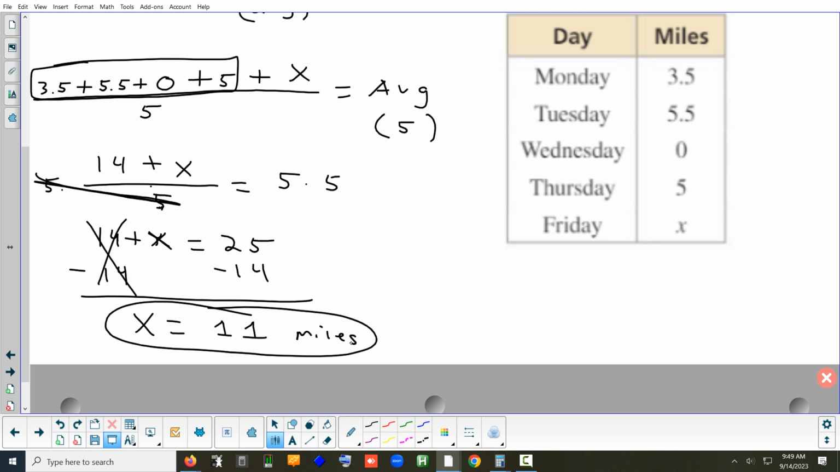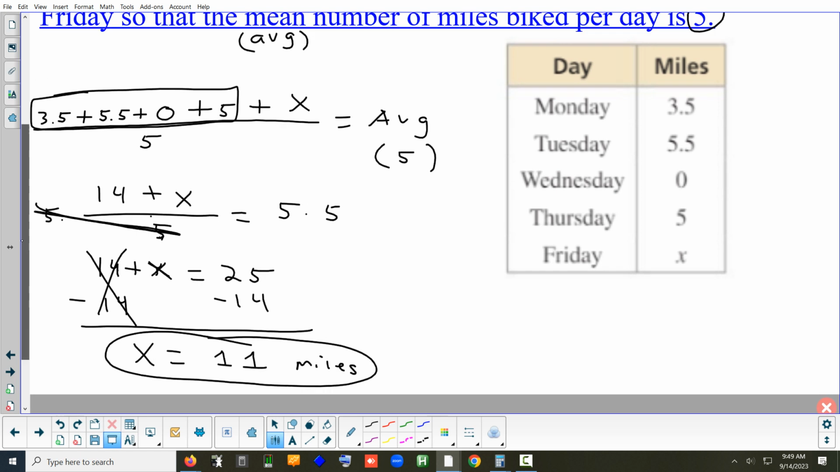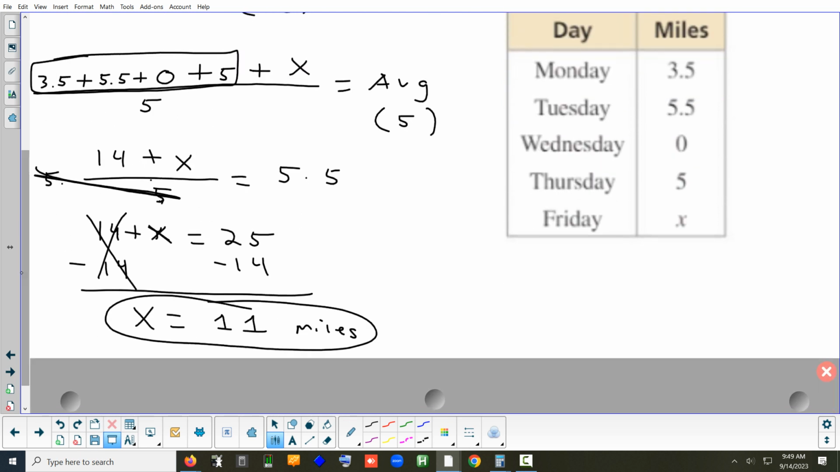Just like a test average. If you get a 0, it brings it way down. Okay. So he's got to bike 11 miles on Friday. Okay. Any question on that?